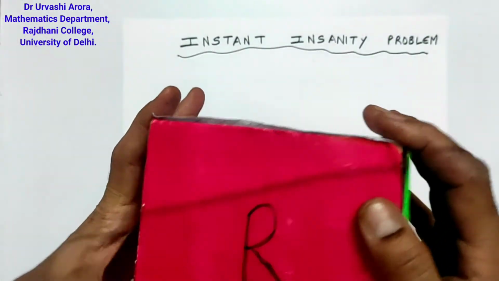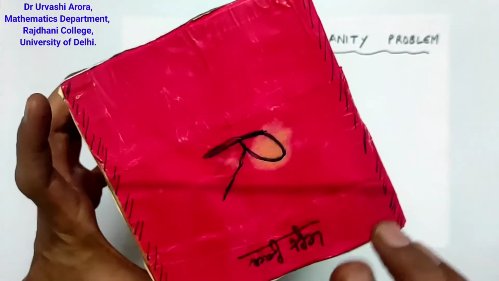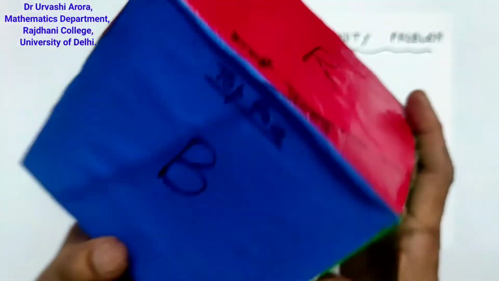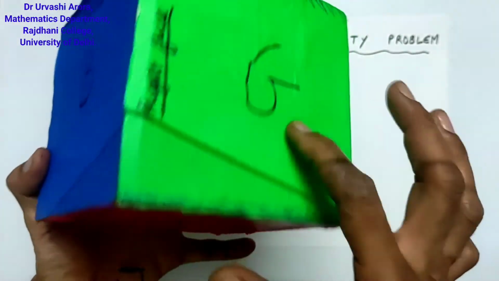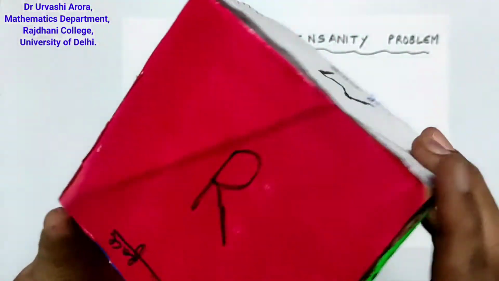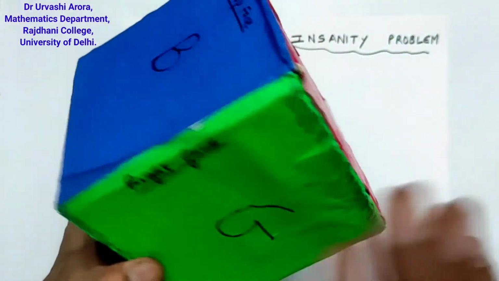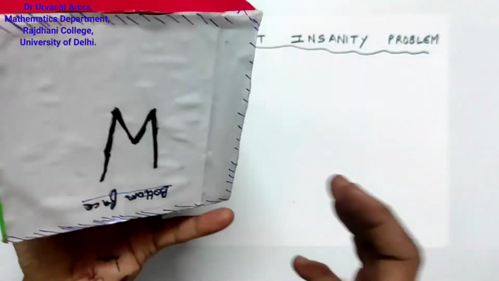You can see here there is a cube which has been painted with four colors. There are six faces of the cube, 1, 2, 3, 4, 5, 6, and these six faces have been painted with four colors: red, blue, green and white. There are four such cubes that you have in the instant insanity problem, and the faces of these four cubes are painted with four colors: blue, green, red and white.